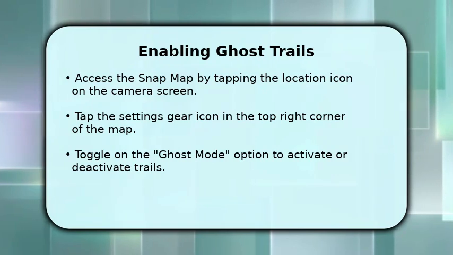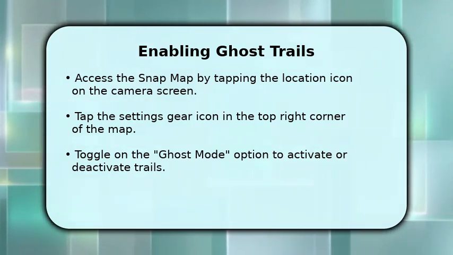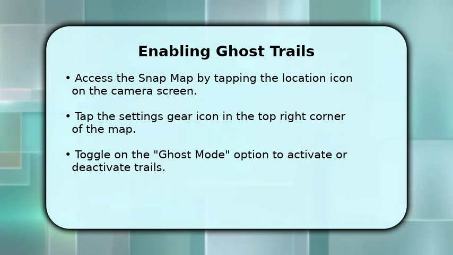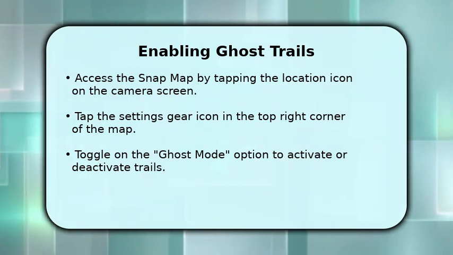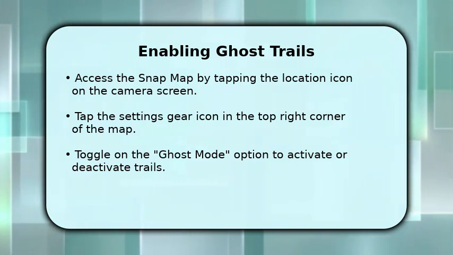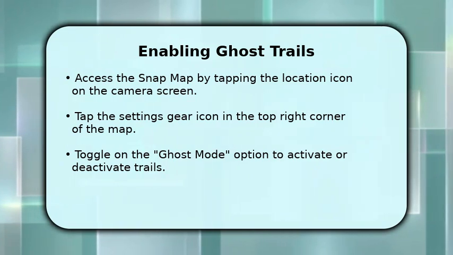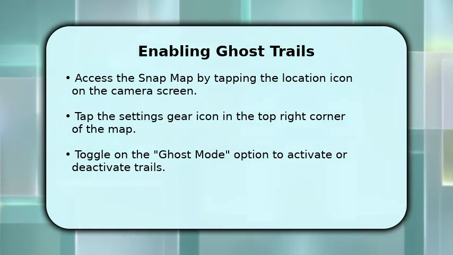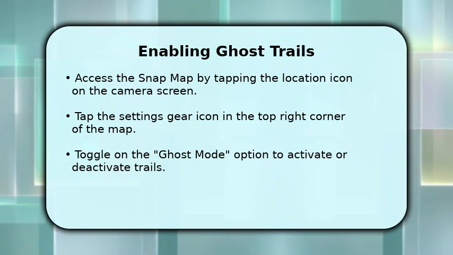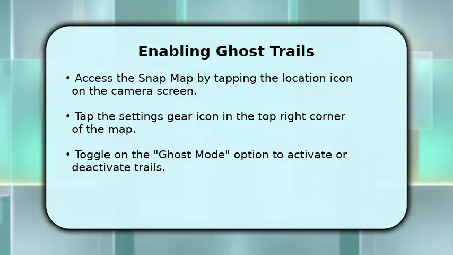To enable ghost trails, first open Snapchat and go to the Snap Map. Look for the gear icon in the top right corner and tap it to open your map settings. Here, you'll find the Ghost Mode option. Toggling this on will allow your friends to see your trails and you'll see theirs if they have it enabled. Remember, privacy is key, so only share your location with trusted friends.